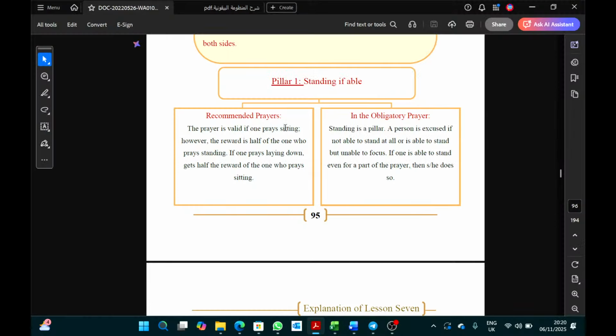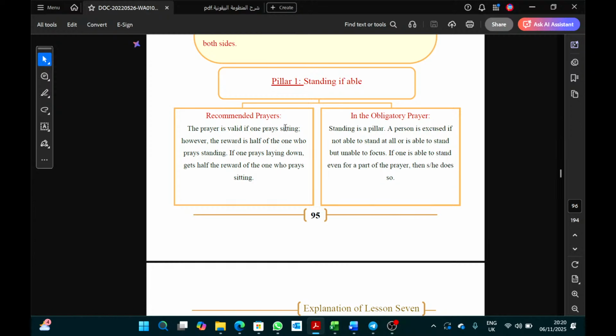Standing up. Al-qiyamu ma'al qudrah. Standing if you have the ability. If you don't have the ability, you sit down. And if you can't sit down, you lie down, as we know in the famous hadith of the Prophet sallallahu alaihi wasallam. However, there's a difference between obligatory salawat and nawafil salawat.